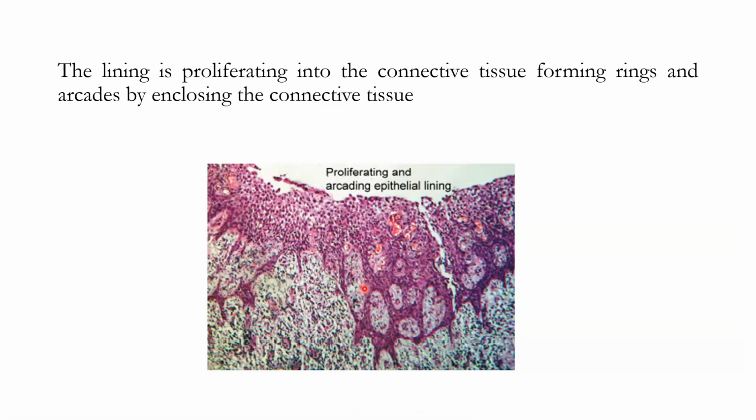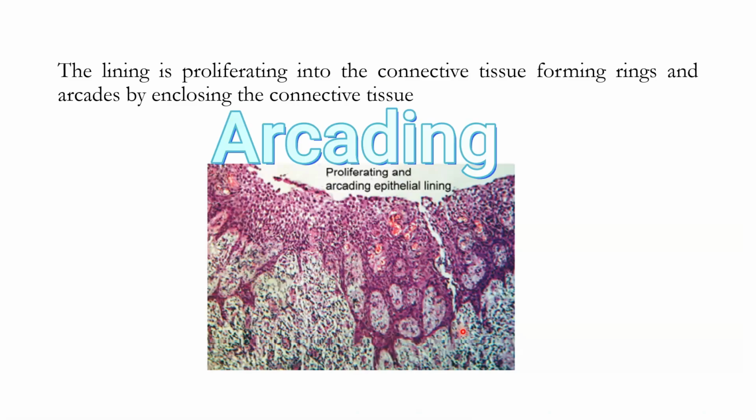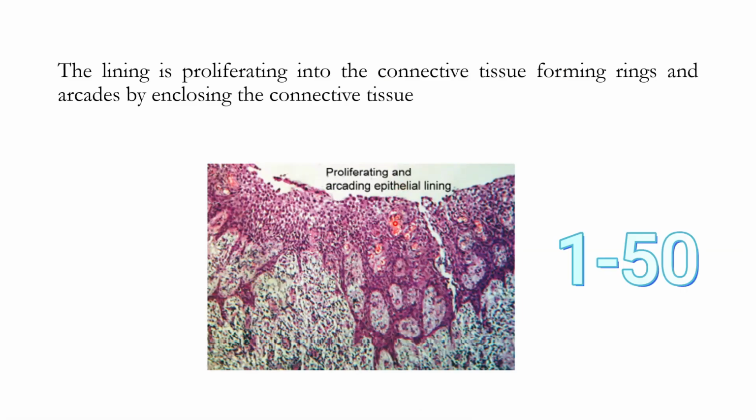The epithelial lining shows a very characteristic feature in case of radicular cyst. The proliferating epithelium into the connective tissue forms several rings and arcades by enclosing the connective tissue within, and this is very characteristic, and the thickness of the epithelium could vary from 1 to 50 cells in thickness. That's quite big compared to all other cysts we have discussed till now. So here appreciate that the rete ridges are more or less arc shaped. That's very diagnostic of radicular cyst.